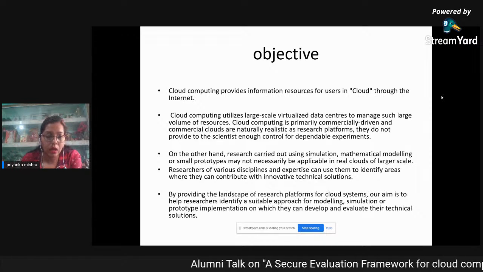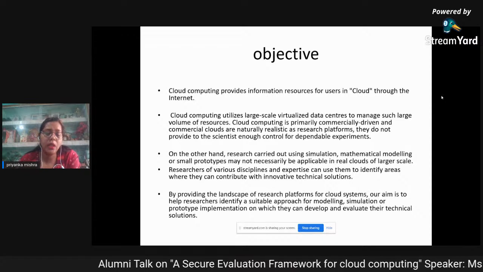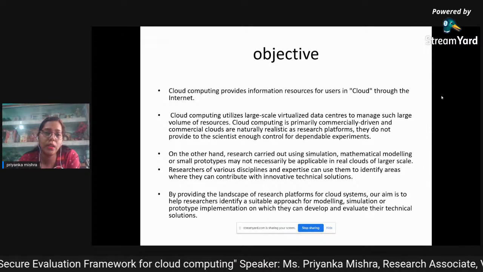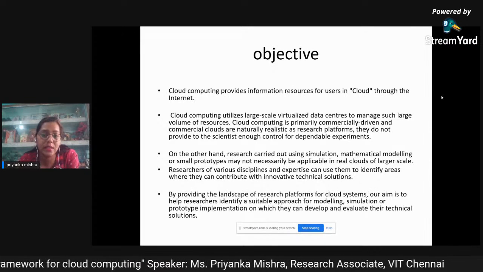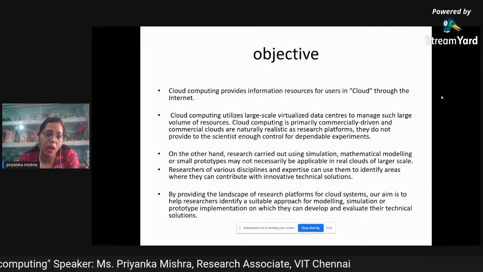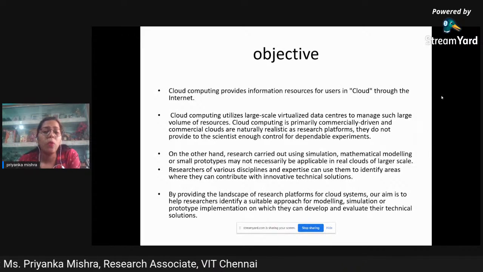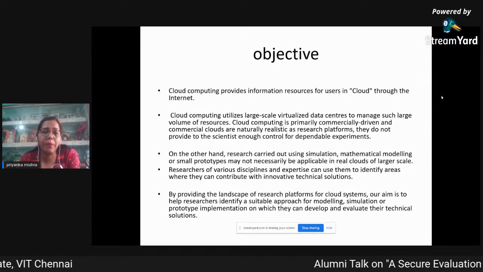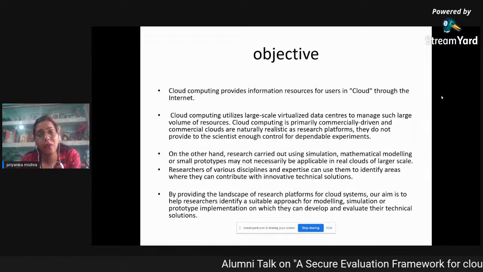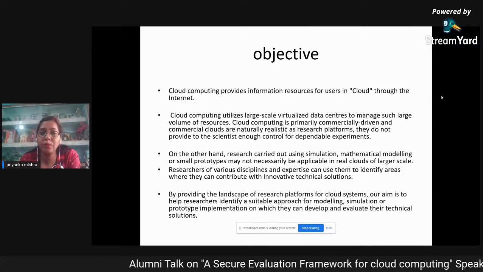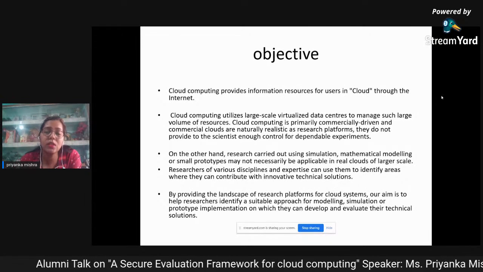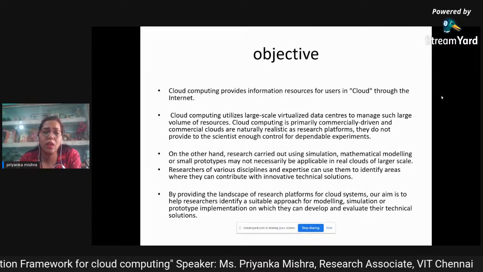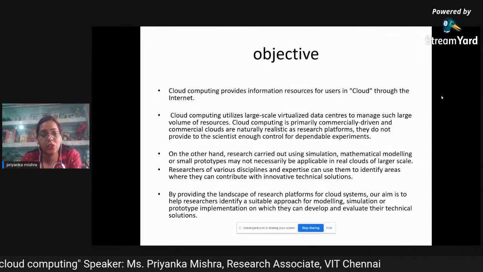On the other hand, what kind of research is carried out? Mostly simulations and mathematical modeling on small prototypes, which may not necessarily be applicable to real clouds at a large scale. So it provides researchers enough control over their dependent experiments. As a research platform, it gives a very good, wide platform to researchers, students, and common people to apply and implement their applications.